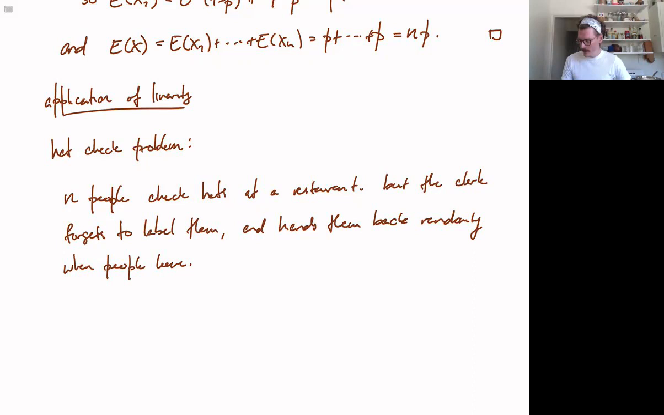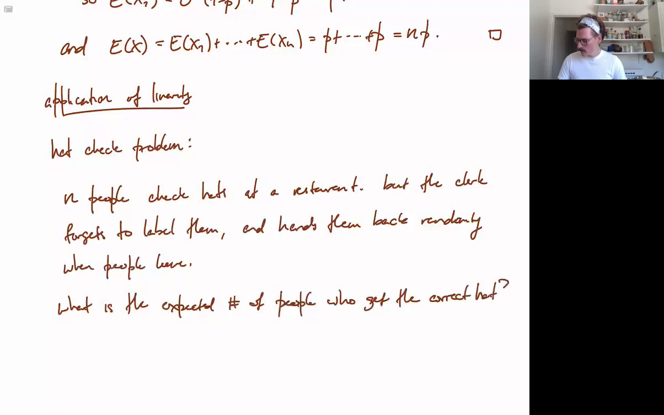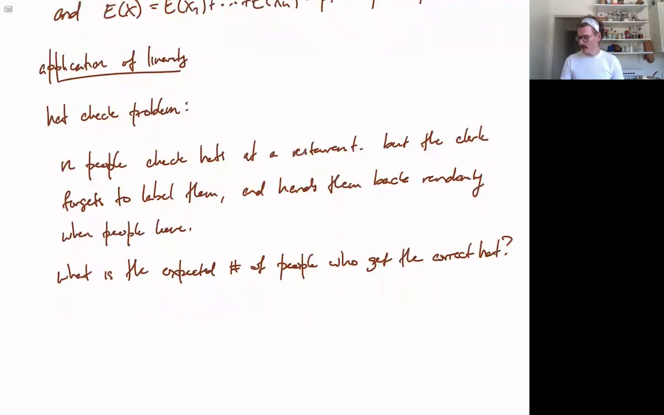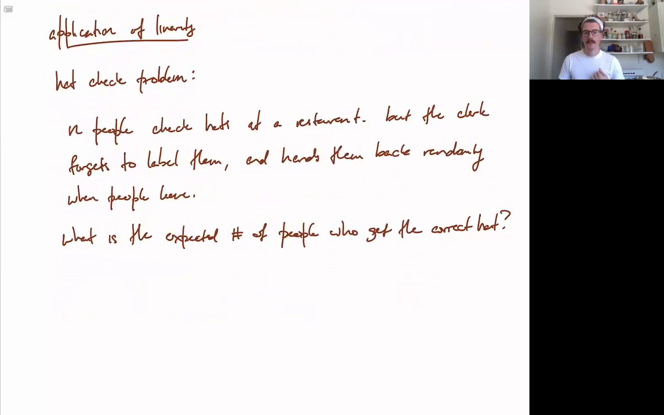And the question is, what is the expected number of people who get back their correct hat? So this is sort of the classic interpretation or statement of the problem. But we can say it in other language, in sort of a more formal mathematical way.